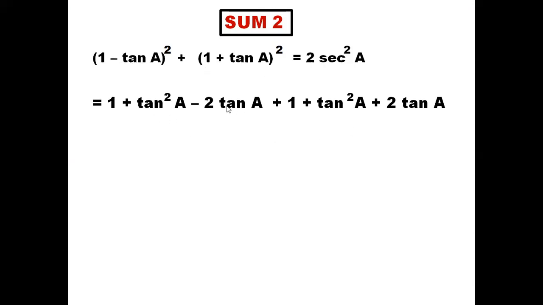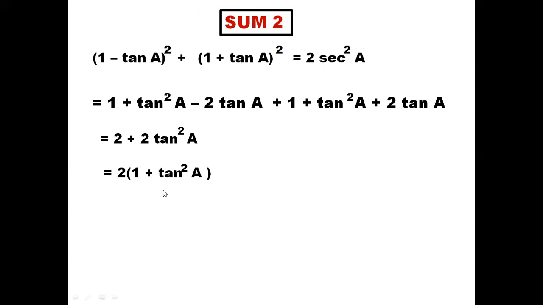So what do we see? Plus 2 tan A and minus 2 tan A get cancelled out. This one and this one get cancelled out. So what is remaining? 1 plus 1 is 2, 2 plus 2 tan square A. Here tan square A, tan square A. So here we take 2 common, so we get 1 plus tan square A.